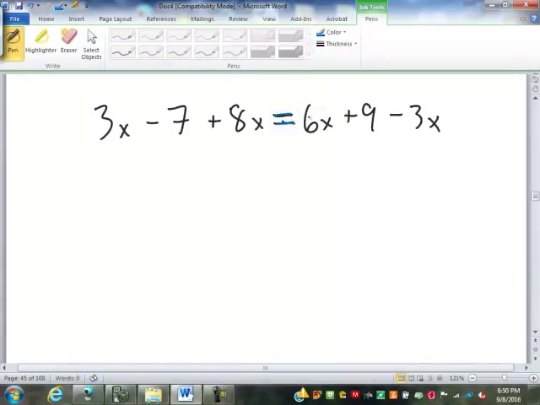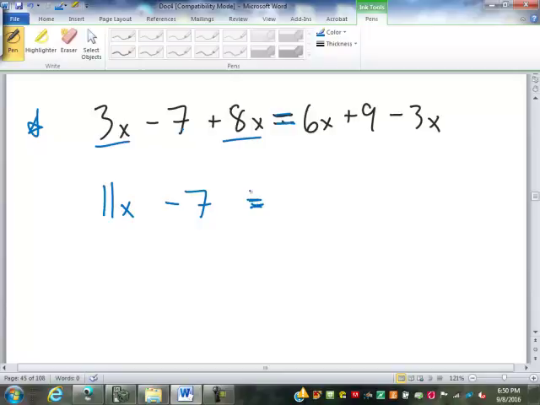So we have things to combine on each side. So I'm going to look at each side separately. On the left side over here, what can I combine? 3x and 8x make 11x. We can't forget the negative 7. That's all we can combine on the left side.